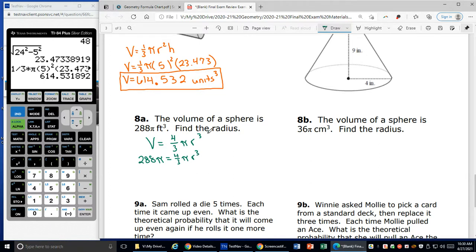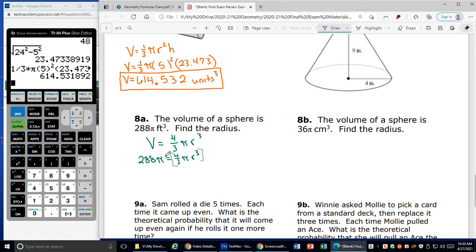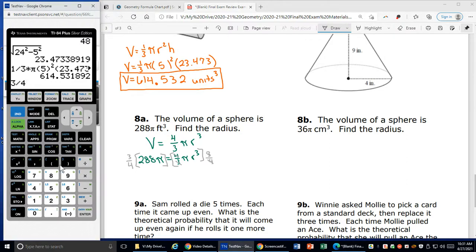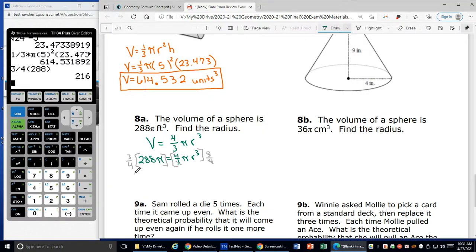Now, that 4/3, to get rid of that fraction, we have to multiply both sides by the upside down, the reciprocal version of that fraction. So I'm going to multiply by 3/4 on both sides. When I do that, 4/3 and 3/4 cancel out on this side. On this side, I'm going to do 3/4 of 288. 3 divided by 4 times 288. Notice I didn't put the pi in the calculator, which means I'm still going to write it on the paper. So now I'm at 216 pi equals pi r cubed, because my 4/3 canceled out with my 3/4.